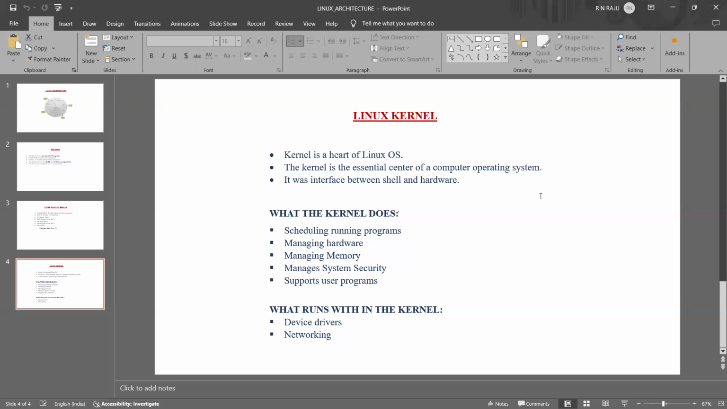So kernel is the heart of the Linux operating system. I told you yesterday, every operating system has a kernel, not only Linux. Unix has a kernel, Linux has a kernel, Android has a kernel, Windows has a kernel. Every operating system has a kernel. But why are we calling the kernel the heart of the Linux OS only? What is the reason?